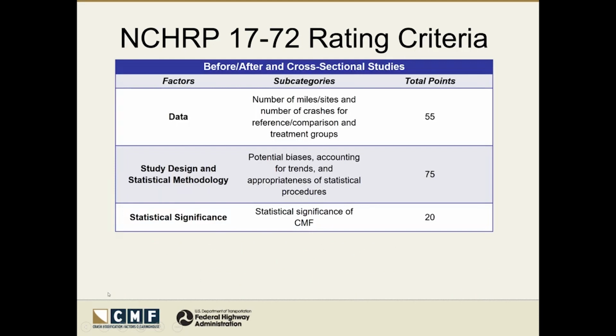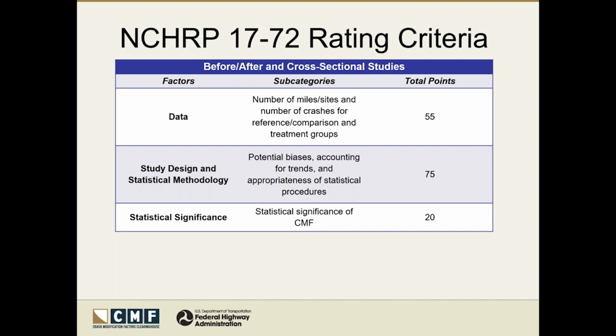Okay, so here, for instance, for before, after, and cross-sectional studies, you can see the rating criteria is based on these categories. The factors include the data, and within the data, they're examining the study in terms of how many miles or sites were used. For those miles of highway or sites that were used, how many crashes occurred for both the reference and comparison sites versus the treated sites. Now, in examining these different categories, you could achieve a total of 55 points.